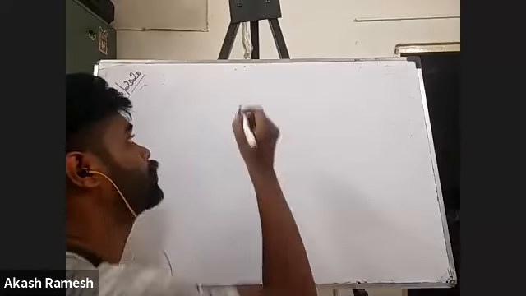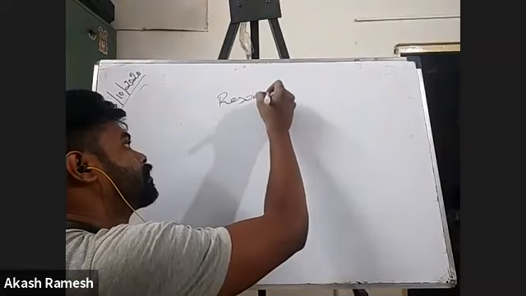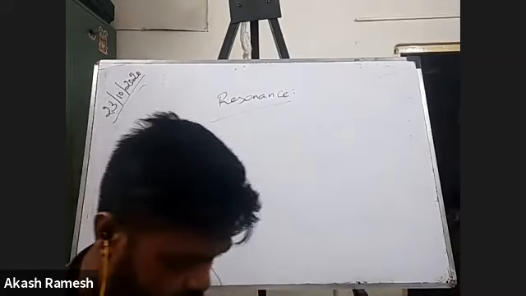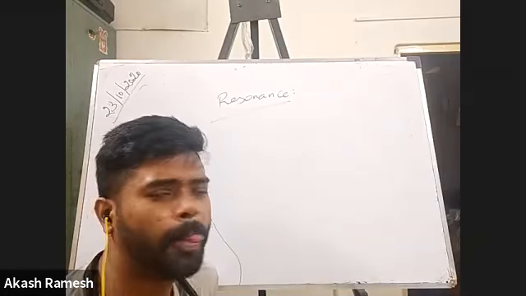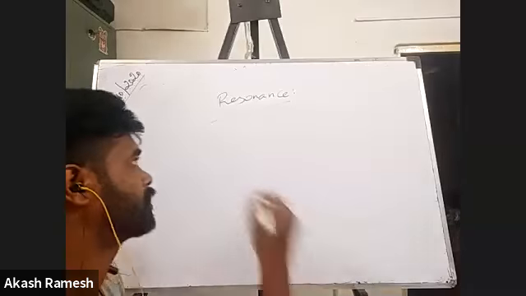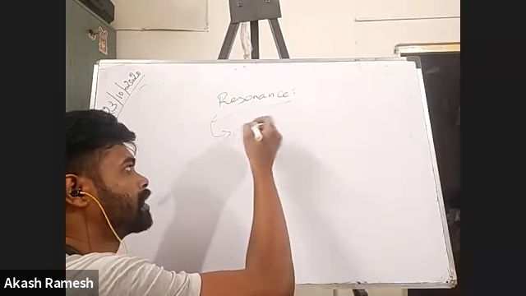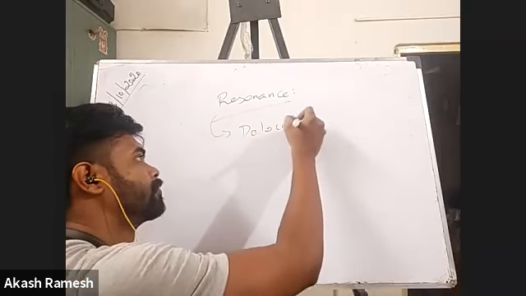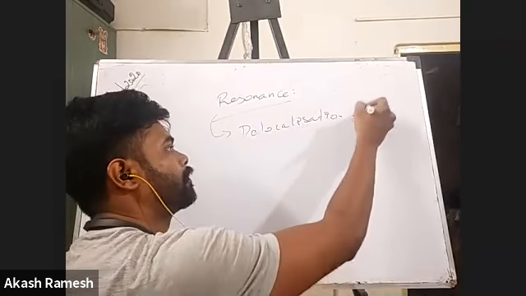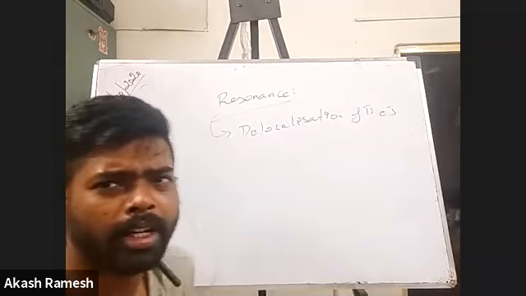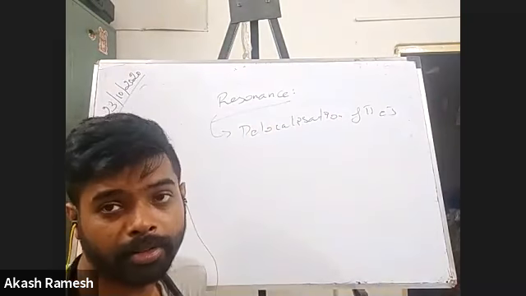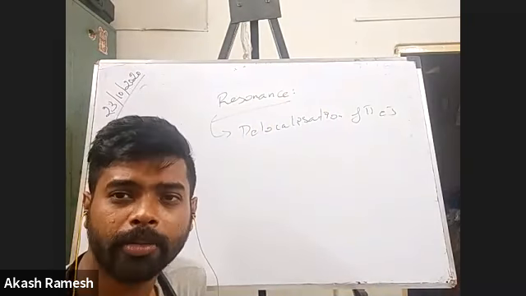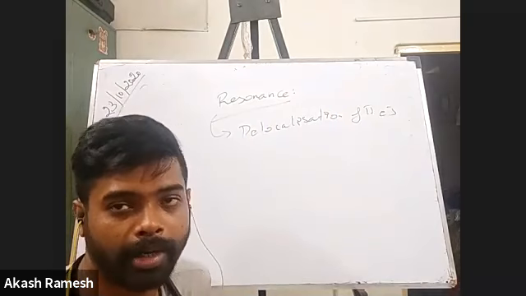The next and most important one is resonance. You already have a pretty okay idea about resonance. How do we define resonance? It is basically the delocalization of pi electrons. That's the simplest way to put it. What do you mean by delocalization? Delocalization means movement of pi electrons, and that is what is called resonance.